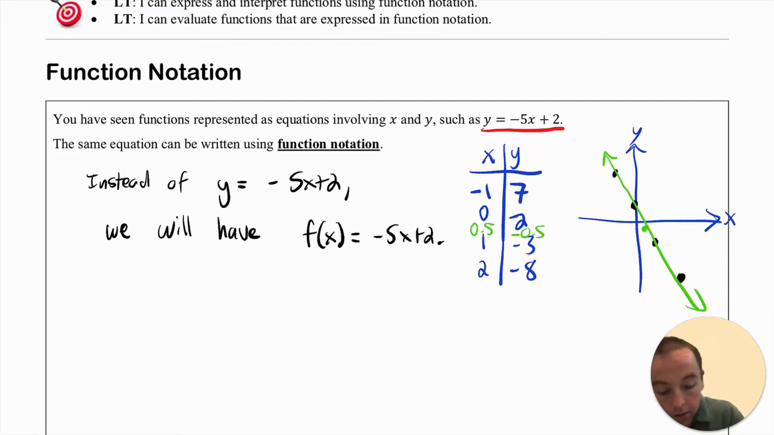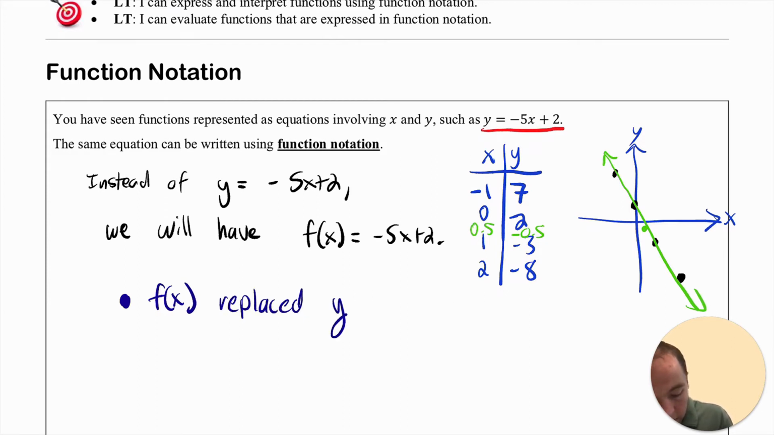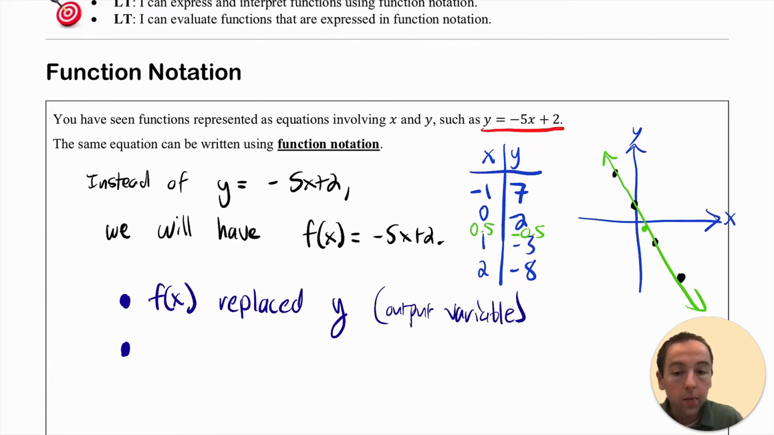So there's quite a few things that we want to be able to process about what I just wrote right there. So I'll bullet point each of these kind of ideas. So first of all right here, I want to specify that f of x right there, it just replaced y, or just in general, whatever the output variable was, if the output variable wasn't y. The second thing, which you've heard me say at least a couple times by now, is that we read it as f of x.